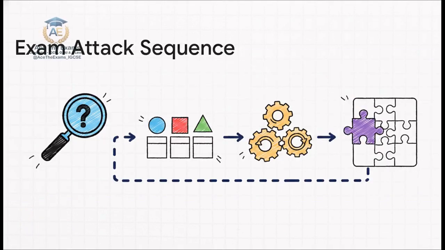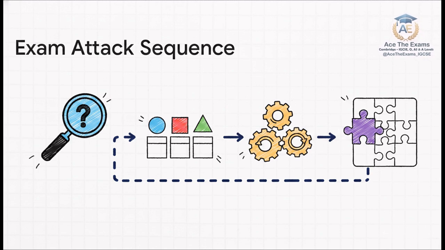Now, let's look at what I call the computer science exam attack sequence. Think of this as the PEEL framework, point, evidence, explanation, link, but specifically supercharged and adapted for Cambridge computer science. Step 1, identify the demand of the question. You have to decode the command words. Is it asking you to describe, explain, compare, or evaluate? Step 2, classify the correct concept. Grab the right tool from your mental toolkit.